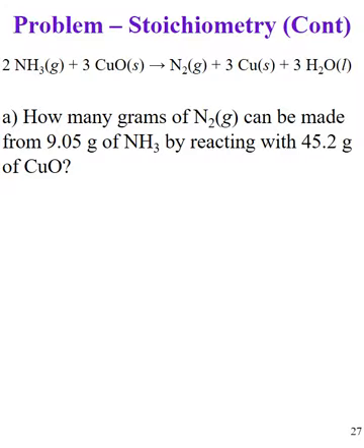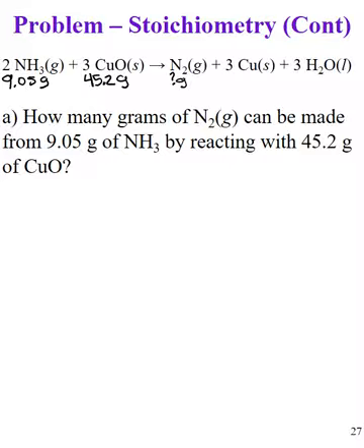The first question is asking how many grams of N2 can be made. So the first thing I'm going to do is write a little question mark underneath N2, to figure out how many grams of that I need. It can be made from 9.05 grams of NH3, so I'll put that underneath NH3, by reacting with 45.2 grams of copper(II) oxide.